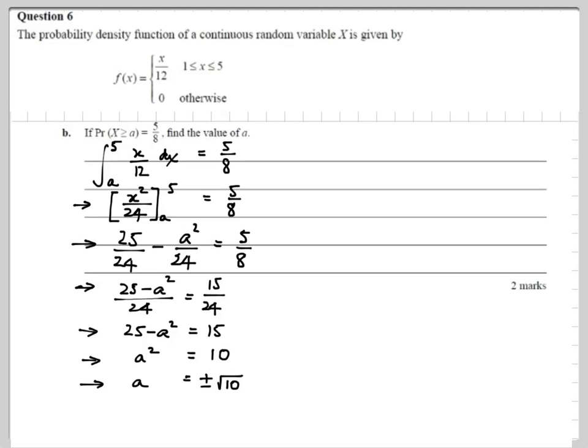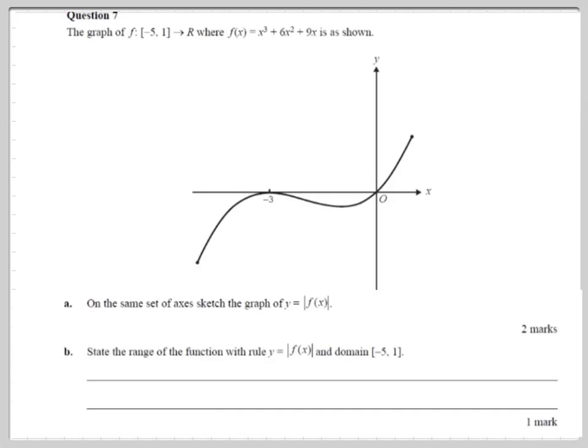They're saying here the probability that x is greater than or equal to a, right? Now a can only go from 1 to 5, can't it? So it can't be negative. That's the thing. So you've got to be on the alert. Therefore a is going to be root 10. Okay, we have to reject the negative answer. Thank you, Mr. Box. Okay, you're right?